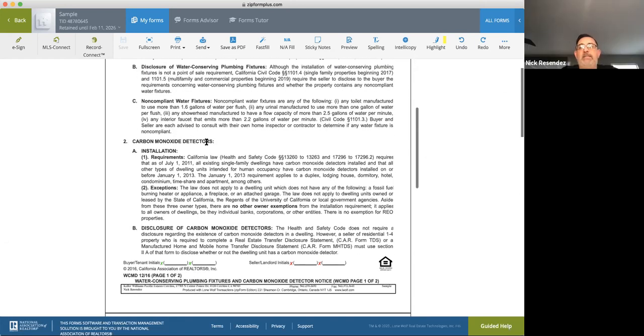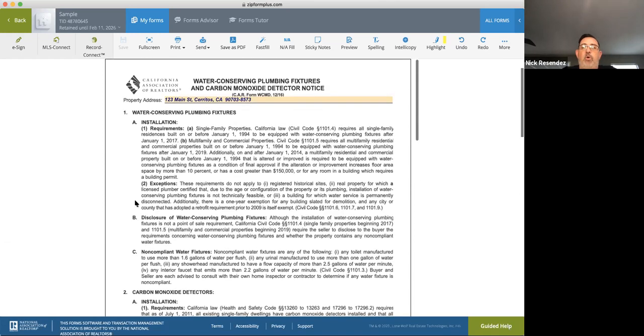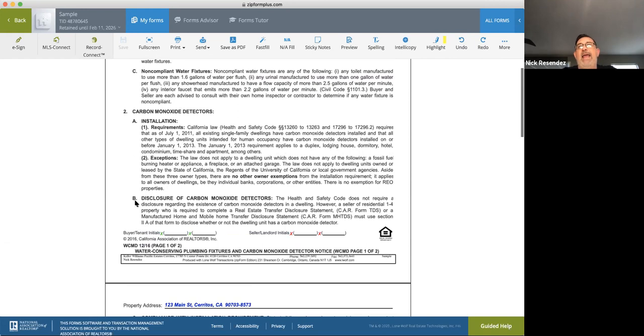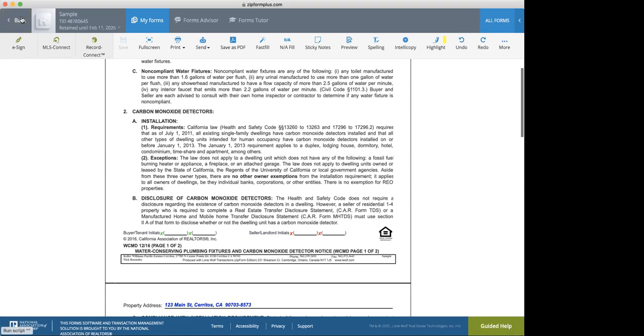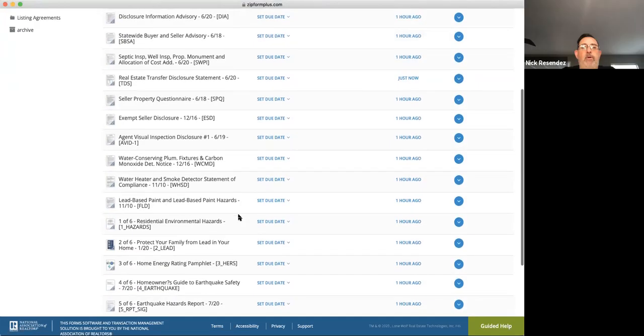Number two is carbon monoxide detectors. This basically says that there's an installation requirement and it needs to be done. And your appraisers are going to call this stuff out. So your carbon monoxide requirement is one on every floor of the property. Okay, one on every floor. That's it. All right, let's go back and we'll keep moving on in the same vein here.